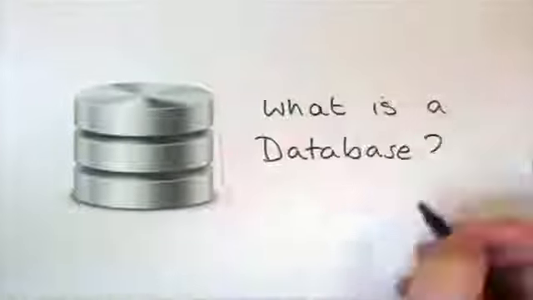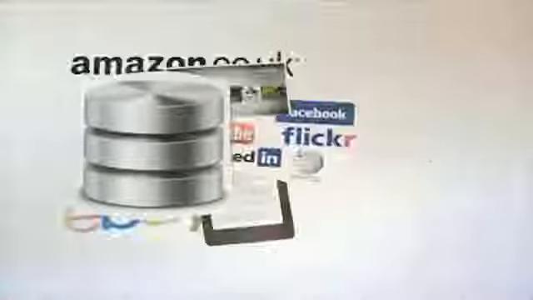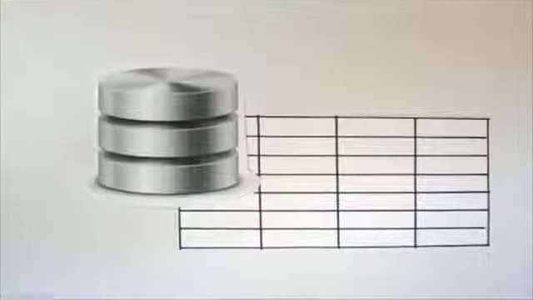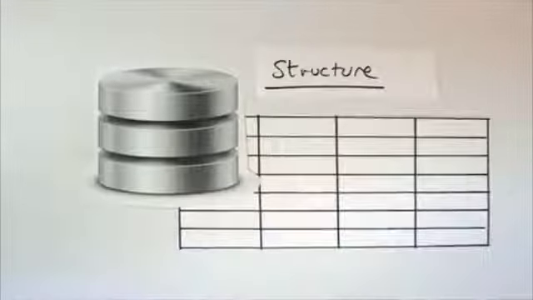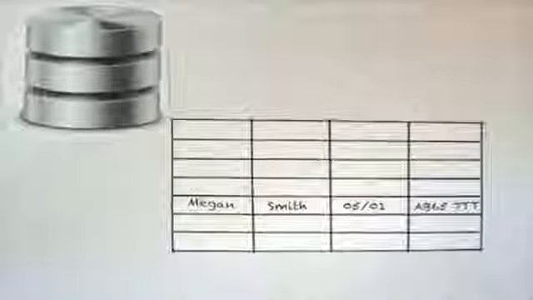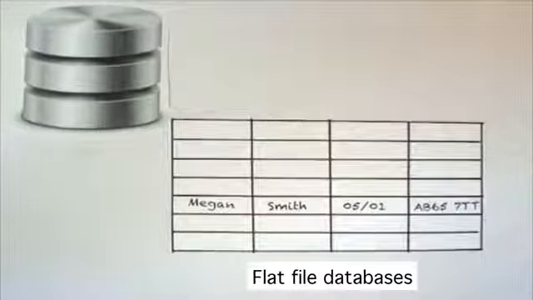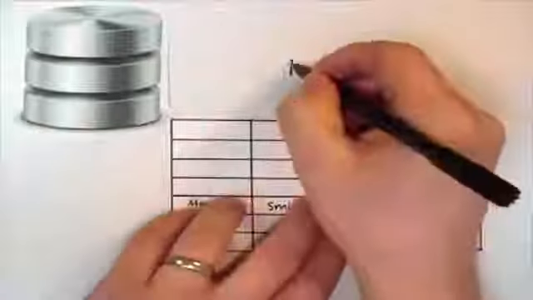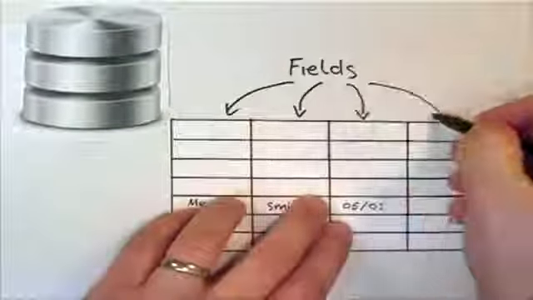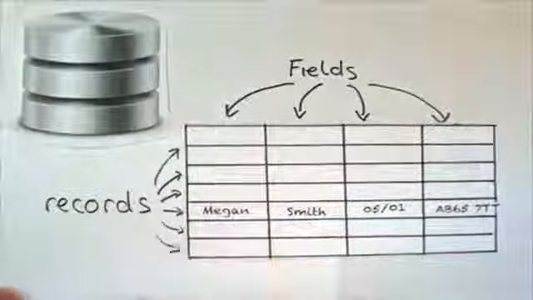So what is a database? Is it just a random collection of stuff all squeezed in together? No, databases are organized. Databases have a structure, and all the data we store in them fits into this structure. Very simple databases are called flat file databases. They store data in columns of fields and rows of records.